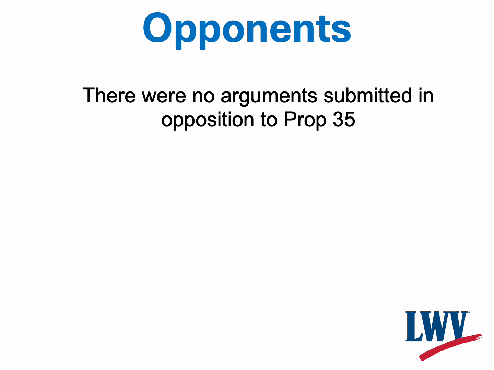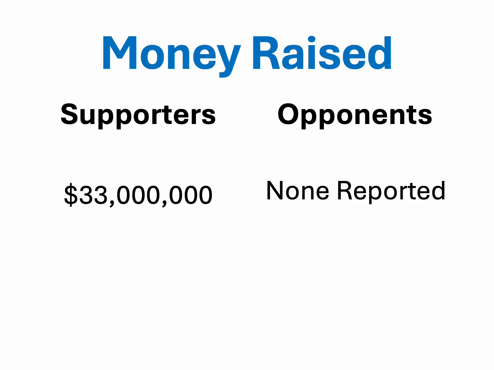According to the California Secretary of State, there were no arguments submitted against Proposition 35. Everybody always wants to know how much money is being raised. Well, again, because there's no organized opposition to this, there have been no reported funds spent to oppose this measure. On the other hand, $33 million in funds have been raised to help this proposition pass.